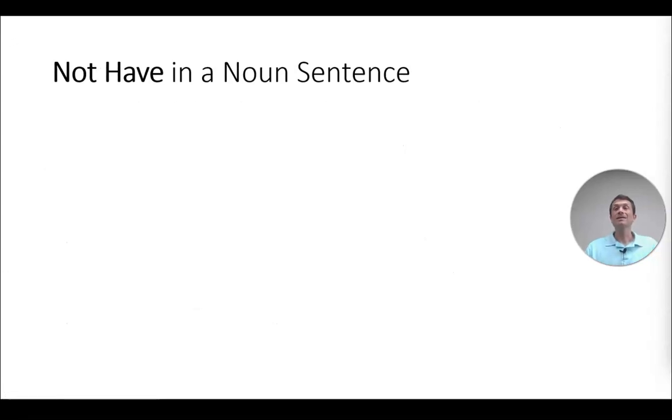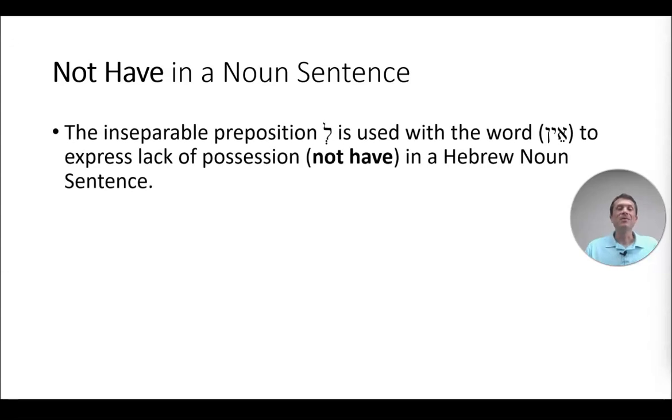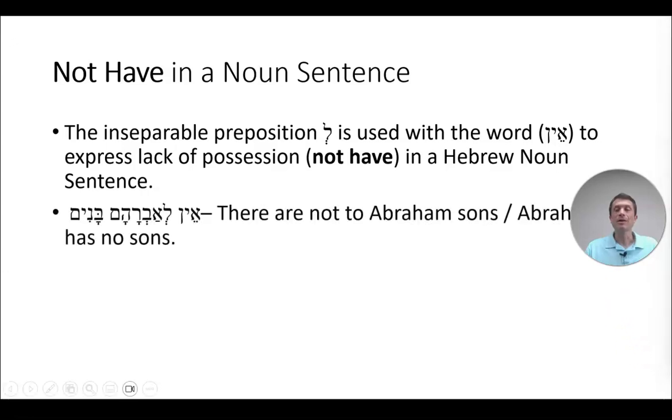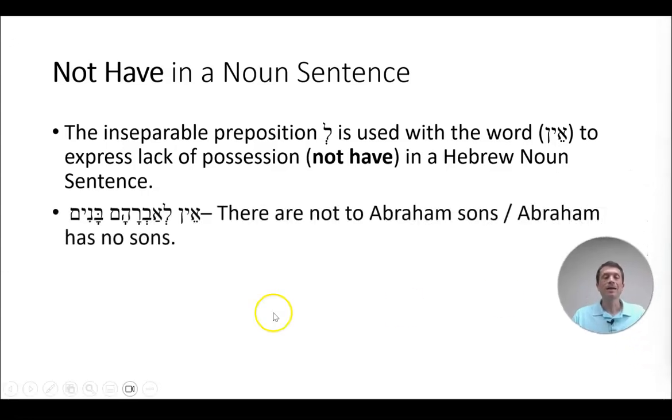What if you want to say Abraham doesn't have something, or someone doesn't have something? Well, the inseparable preposition is used with the word ein, that negative particle of existence we've talked about, to express the lack of possession, to not have, in a Hebrew noun sentence. So here's an example of that. Ein le'Avraham banim. There are not to Abraham sons. Or you could simply say, Abraham has no sons.